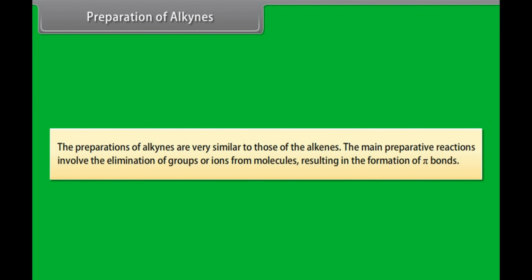Preparation of alkynes. The preparations of alkynes are very similar to those of the alkenes. The main preparative reactions involve the elimination of groups or ions from molecules, resulting in the formation of pi bonds.